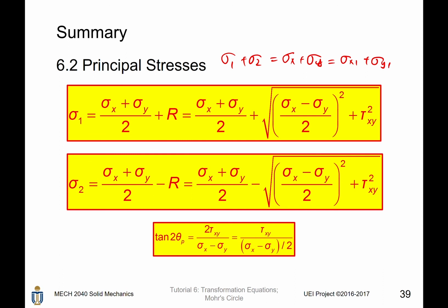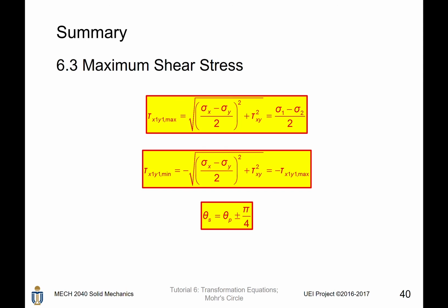Also, the method of finding the principal angles is given by tangent 2 theta p equals tau xy divided by sigma x minus sigma y divided by 2. We also discussed maximum shear stress, which is equal to plus minus r. It is also 1/2 of the difference between the two principal stresses. The relationship between theta s and theta p is also discussed.